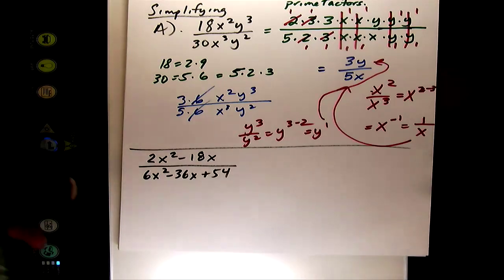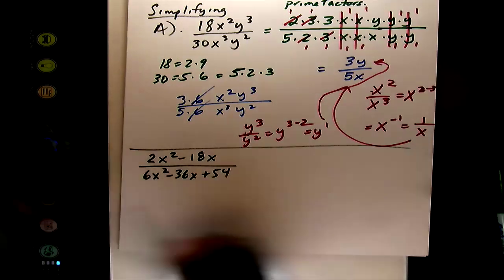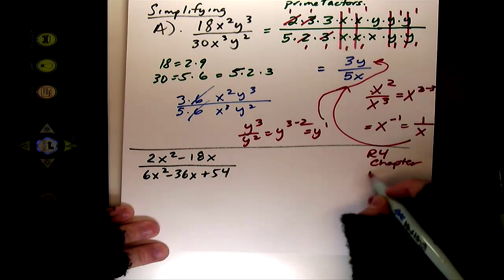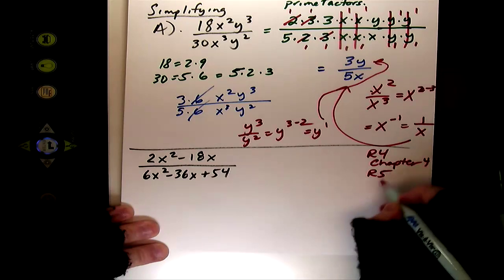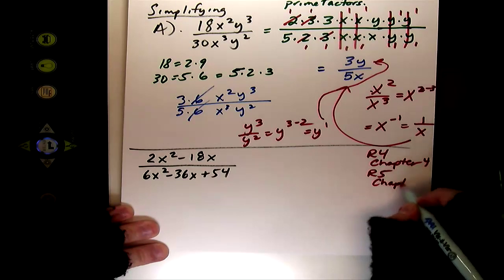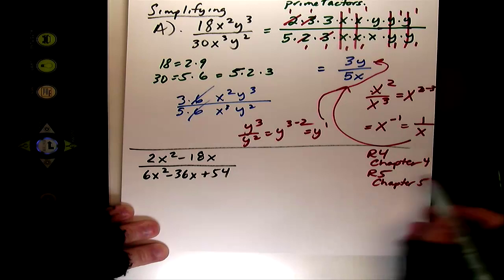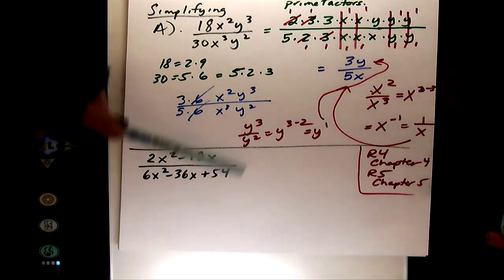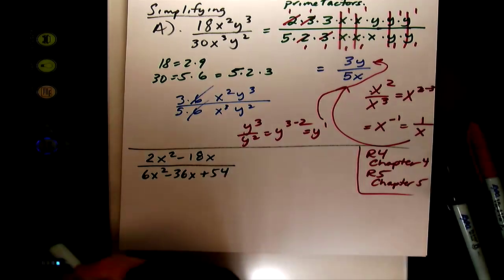And just for your knowledge, R4 was based on chapter 4. You can see a bunch of examples. R5, you can see a bunch of rational expressions in chapter 5. So that's handy. You can see a lot more rational expression examples there. The idea here is do the same factoring thing and then try to cancel.